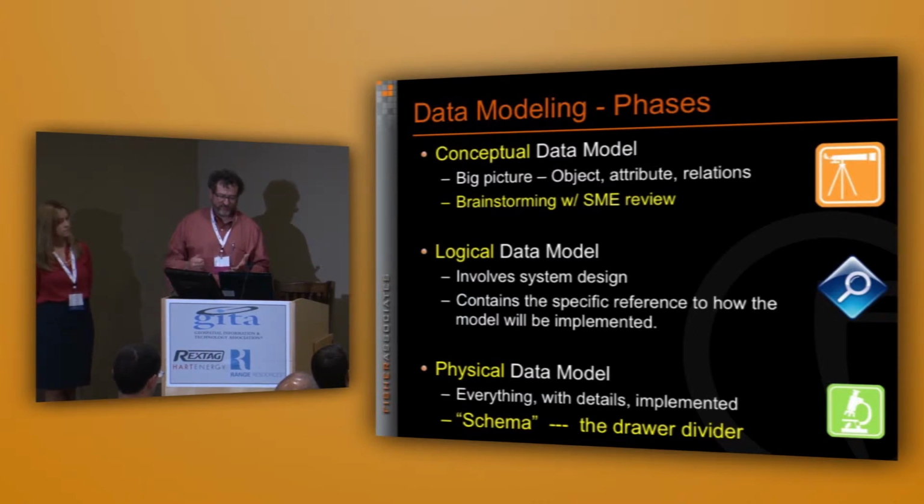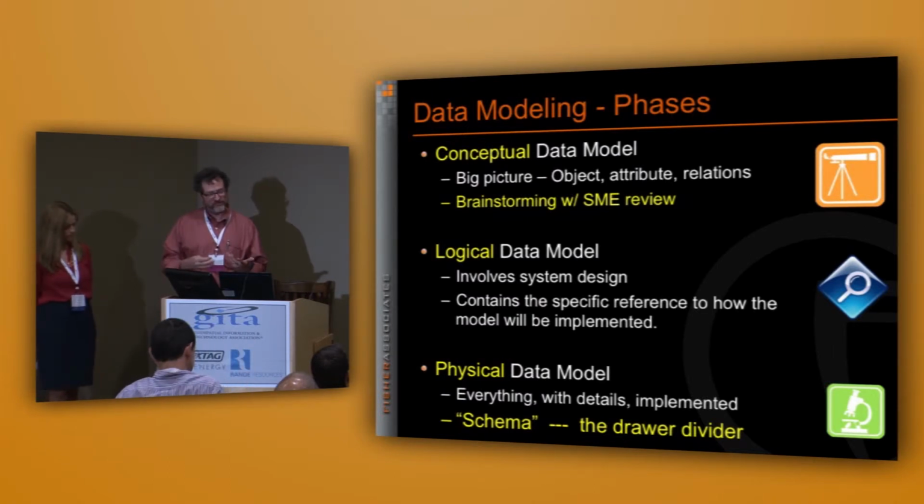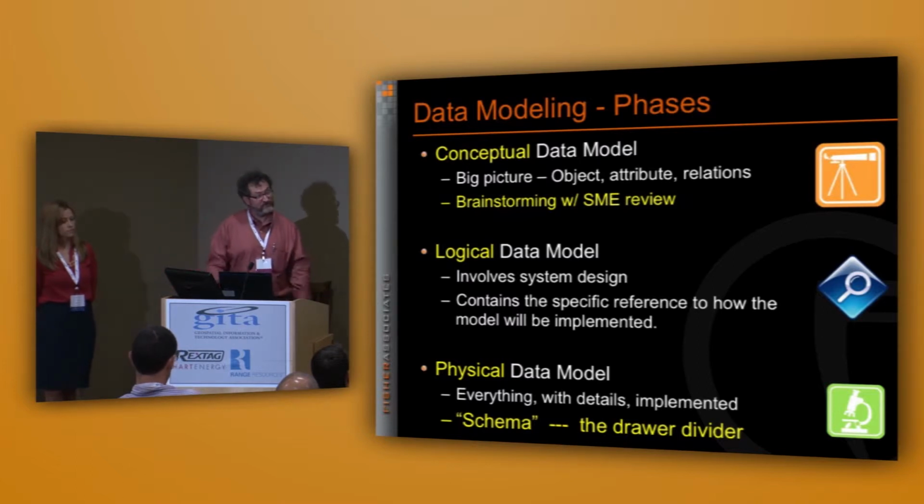And lastly, the physical data model. This is the schema. This is your data model actually implemented inside of some sort of database system. So whether it's an SDE geodatabase or perhaps an Oracle database using Spatial plugin, it's the specific database with your model implemented inside of it. That's your physical model. It's the drawer divider, the actual physical drawer divider that can hold data.